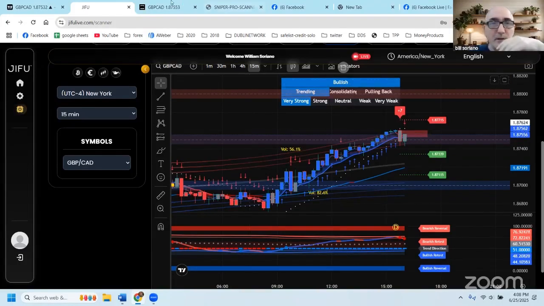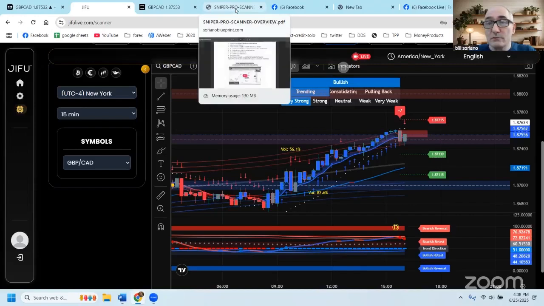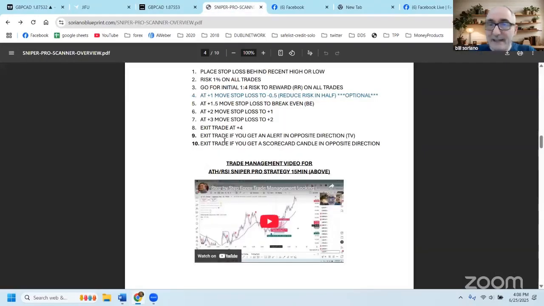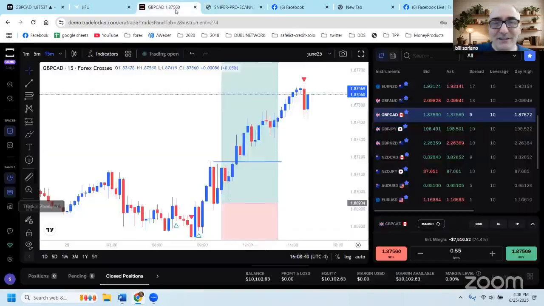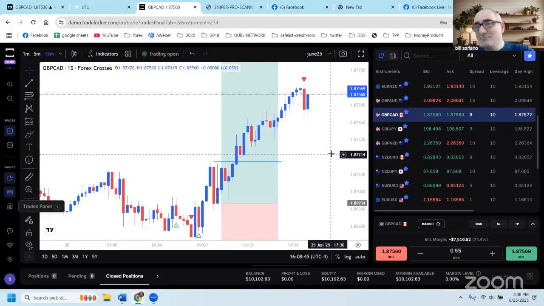Now, I followed my rules, right? Because it clearly states here, exit trade if you get a scorecard candle in the opposite direction. So I followed the rule. I didn't break my rules, but we'll see how this turns out for us, because this could very well just continue going up, get to that +3 where I could have locked in +2 and let it run all the way to a +4. So we'll have to see how this ends up for us.